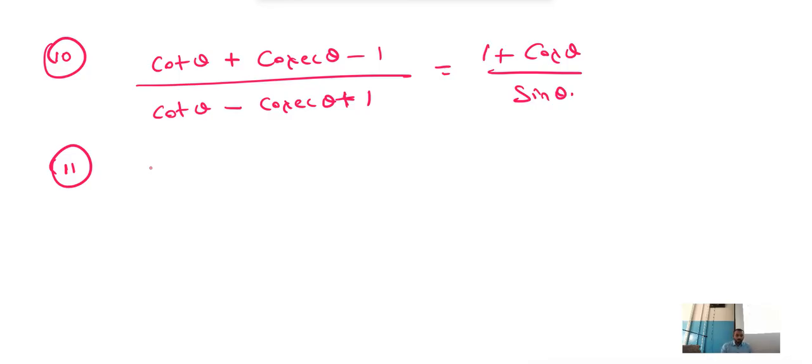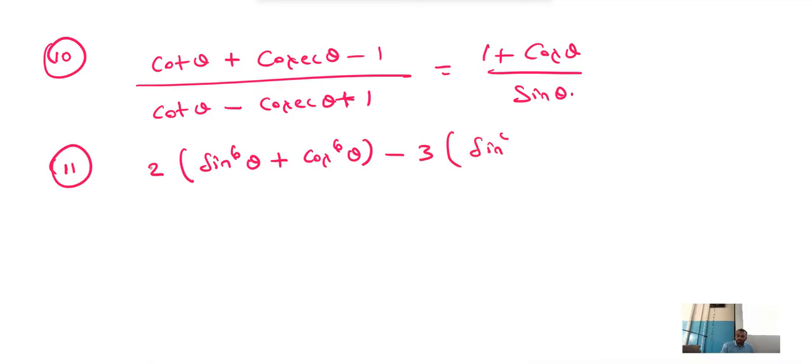Prove that 2 into (sin power 6 theta plus cos power 6 theta) minus 3 into (sin power 4 theta plus cos power 4 theta) plus 1 is equal to 0. See children, actually we don't have the identity for power 6, so we do the problem like this.